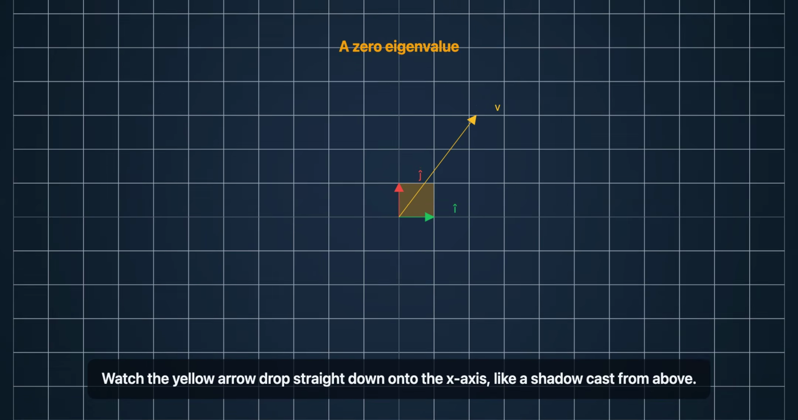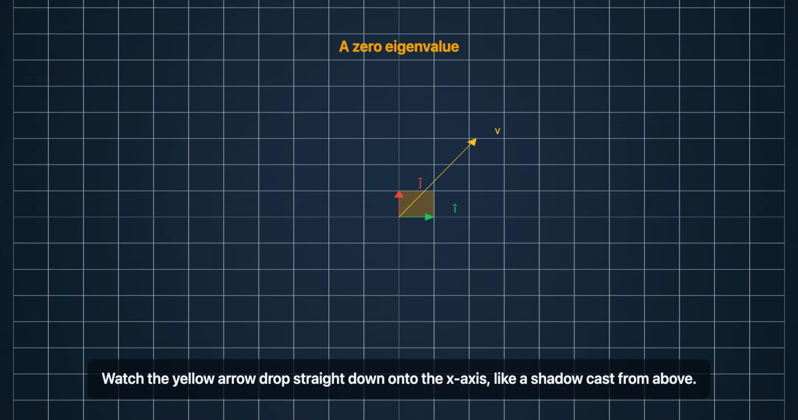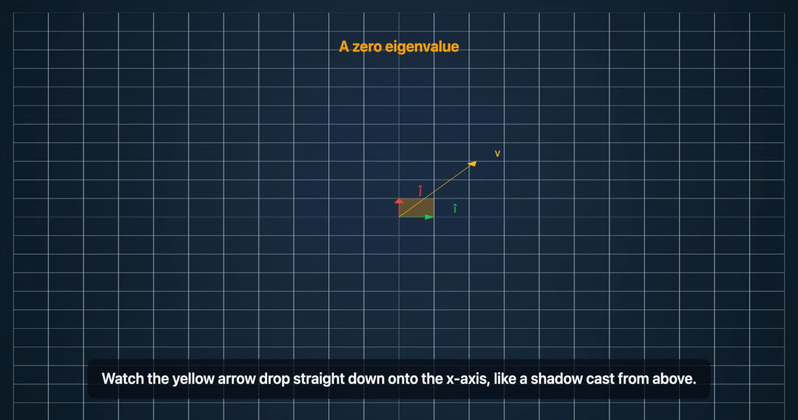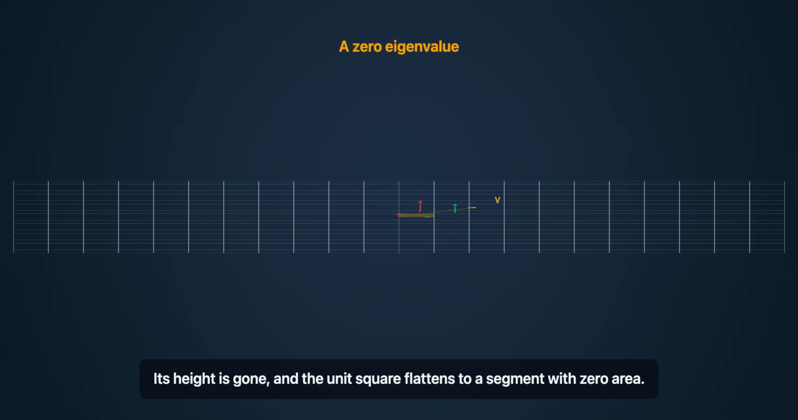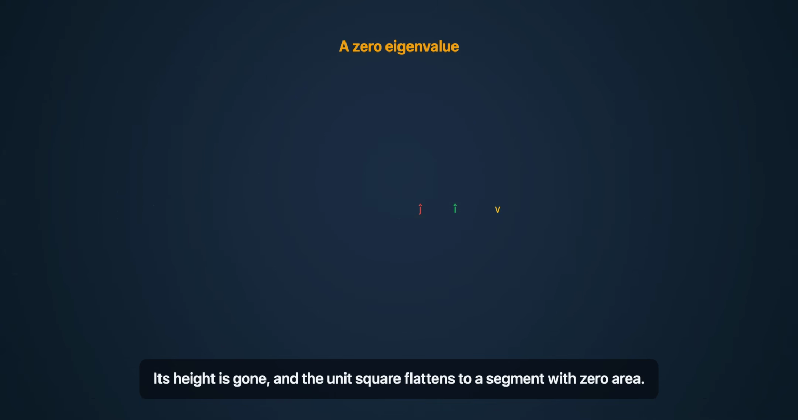Watch the yellow arrow drop straight down onto the x-axis like a shadow cast from above. Its height is gone, and the unit square flattens to a segment with 0 area. Throwing a whole dimension away is exactly what determinant 0, or singular, means. You cannot recover the height you lost, so this matrix has no inverse.